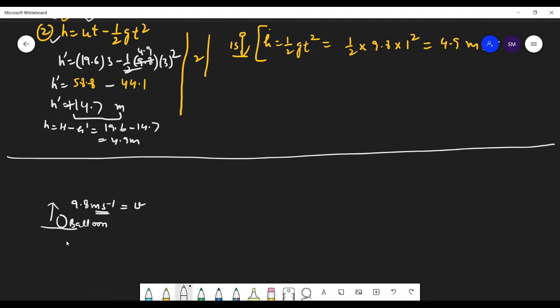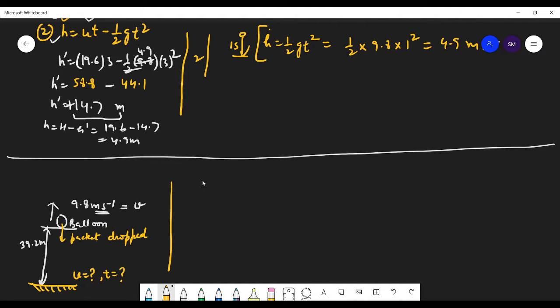So this balloon was at a height of 39.2 meters and it was moving up. And when it was moving up, a food packet was dropped from the balloon. After how much time and with what velocity? So you have to tell the final velocity when it was touching the ground and how much will be the time taken. So these are the two things you have to find, students.